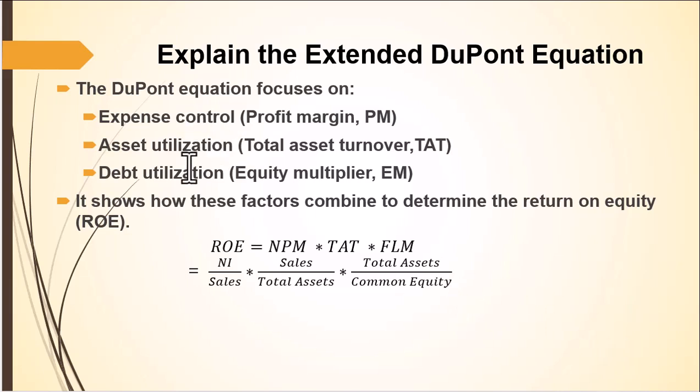Well, there are 3 things that we want to look at. Expense control, that's profit margin, right? If you want to get more return, you have to increase profits. Asset utilization: if you want to increase returns, you have to do things more efficiently. And then the third one, which is sometimes a little hard to understand, is debt utilization. If you want to increase returns to owners, you have to increase debt.